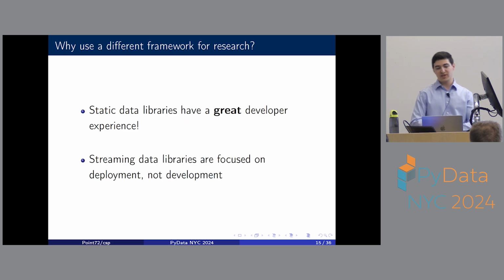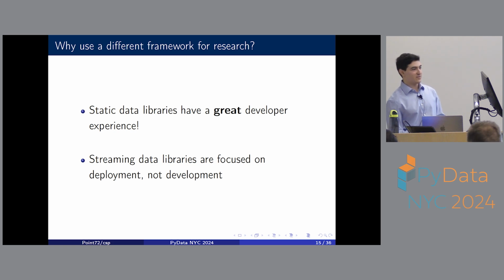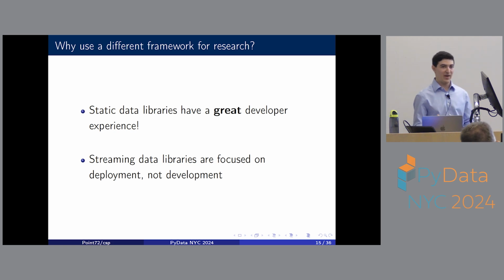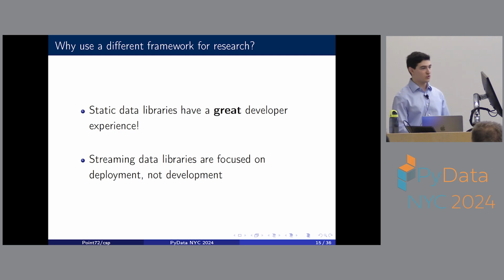So why would people take the first approach using a different framework for research? The main reason is that those static data libraries that I mentioned, like pandas and polars, have a very good developer experience. For anyone who's worked with them, they know that the API is very intuitive. It's easy to write a very small amount of code and get a lot done using those frameworks. The streaming data libraries are generally focused on optimizing the deployment of your application. They're not as focused on enhancing the development experience of building out a pipeline. So I'm going to show a couple examples.